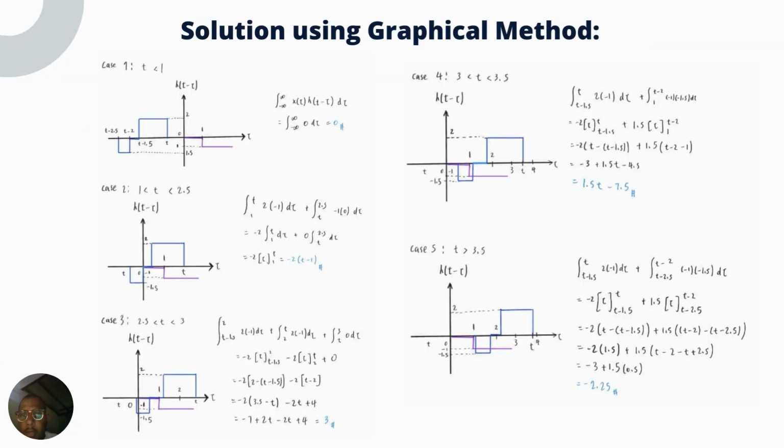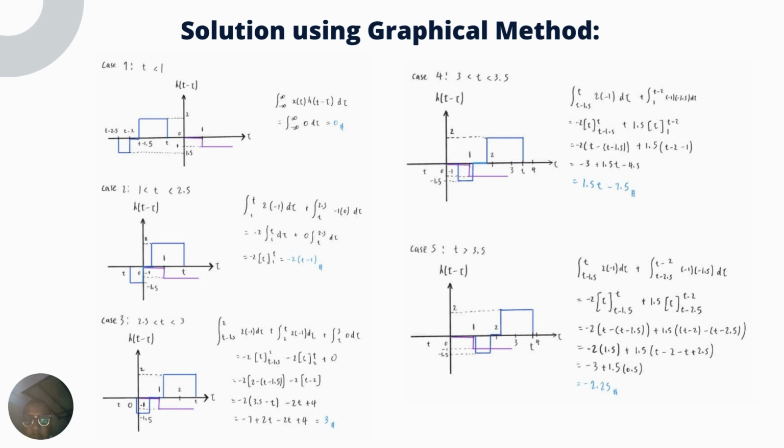Assalamu alaikum warahmatullah. This is Abdulaziz Musa, and this is the graphical method for solving the convolution integral y(t). There are five cases based on different ranges of t. In each case, the overlap between the function x and the time-shifted version of h is visualized, and the integral is evaluated by computing the area of this overlap.